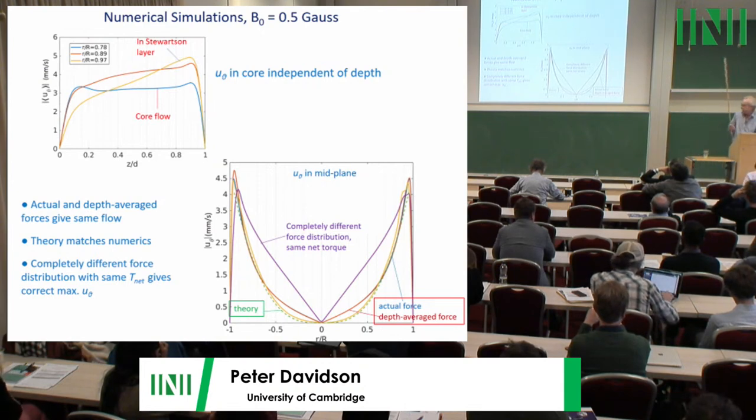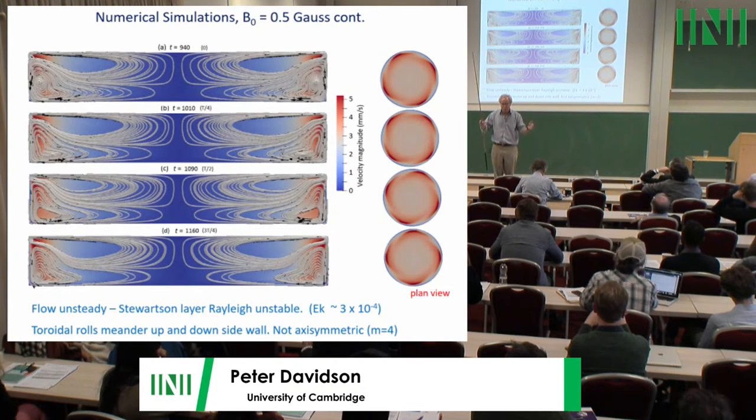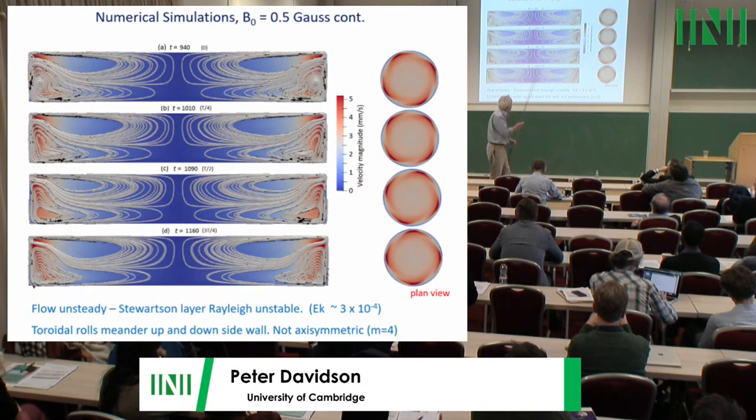Okay, the theory is for laminar and steady flow. This is not steady. It's actually laminar at half a gauss. It's laminar and unsteady, and it's a classic. Every chemical engineer knows this. It's a classic flow you get when you force some swirl in a cylinder. So these are vertical sections at different times. This is a secondary flow in the RZ plane, driven by the Ekman pumping.